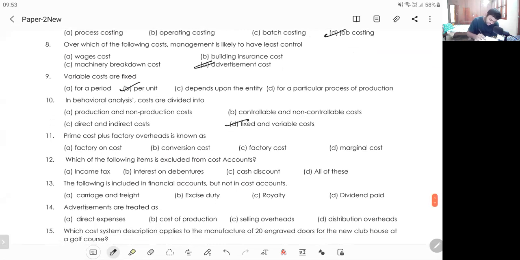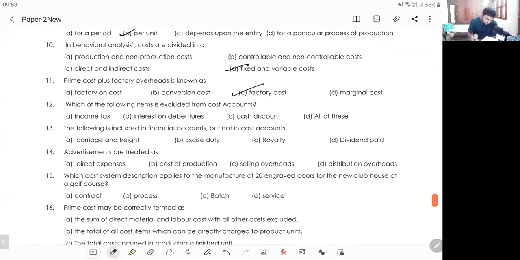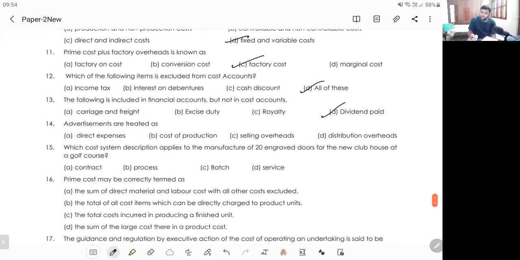Prime cost plus factory overhead is factory cost. Quite simple bit. Which of the following items are excluded? All are excluded. The following is included in financial accounting but not in costing: dividend. We have already seen a list of items which will be written in financial accounting but not in costing. In the same way there are some items which are exclusively recorded in costing but not in financial accounting, like notional costs: notional rent, interest on own capital. These things will be recorded in costing, but you won't record them in financial accounting.